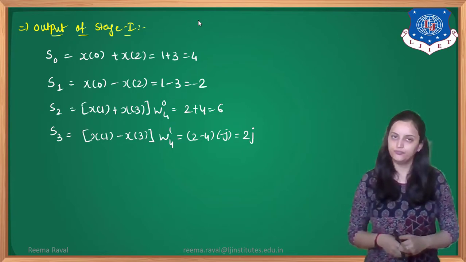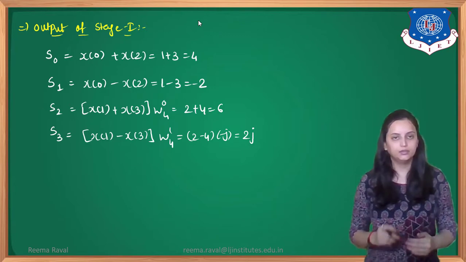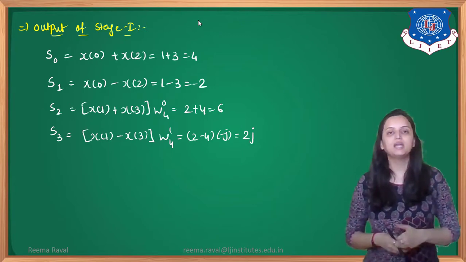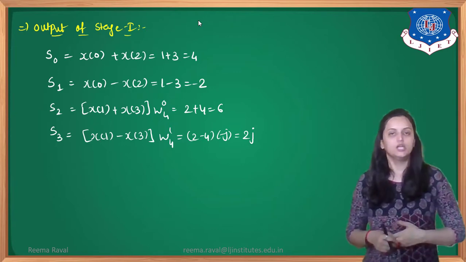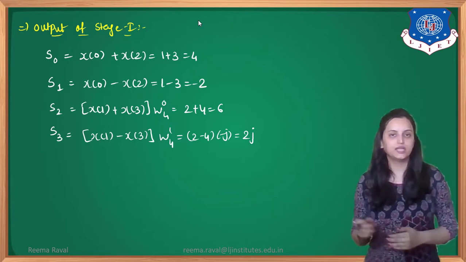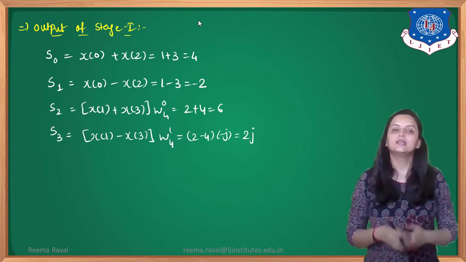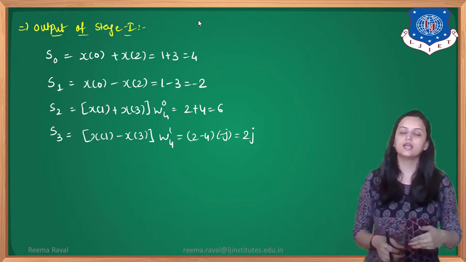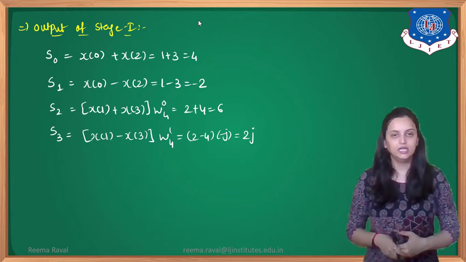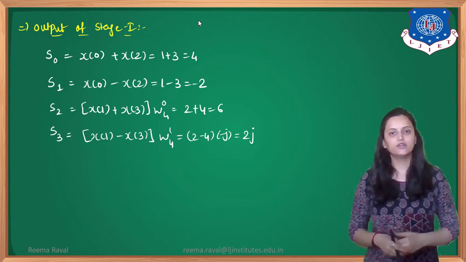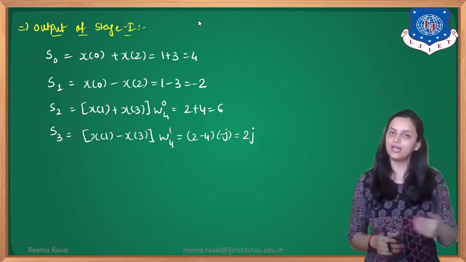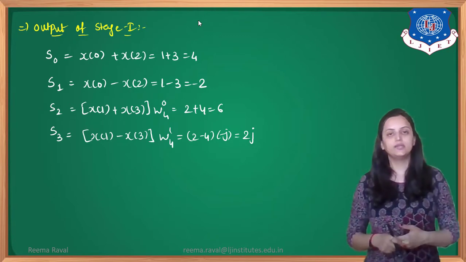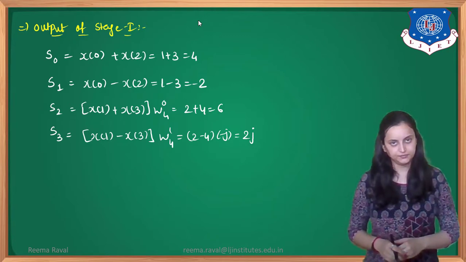Next is S2, that is equal to x(1) plus x(3) multiplied by W4^0, the twiddle factor whose value is 1. So giving these values, 2 plus 4 is equal to 6. Next is S3, that is equal to x(1) minus x(3) times W4^1, that is 2 minus 4, and the W4^1 value is minus j, as we have calculated earlier. So this will give us the value 2j.